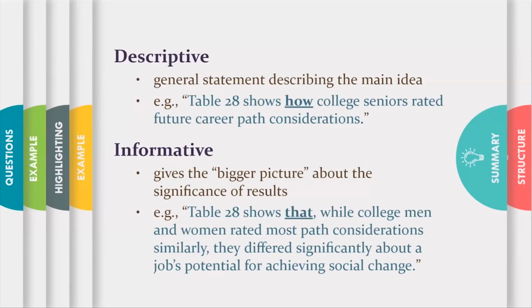Or you can also start with an informative, comparative or contrast sentence. For instance, table 20 shows that while college men and women rated most path considerations similarly, they differ significantly about a job's potential. So now you're giving a bigger picture. That's also a summary. We don't have any data yet. When you talk about significant exact trends in the highlighting statement later on, then it will be more convincing about the claim that you just mentioned in the summary statement.